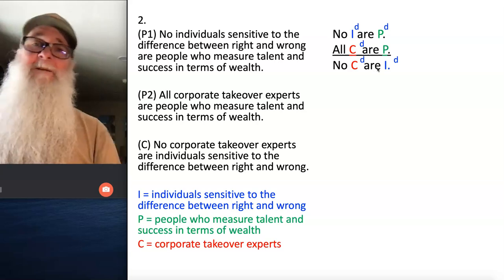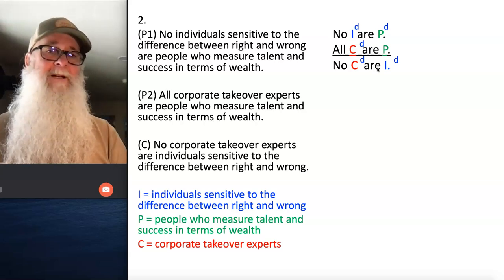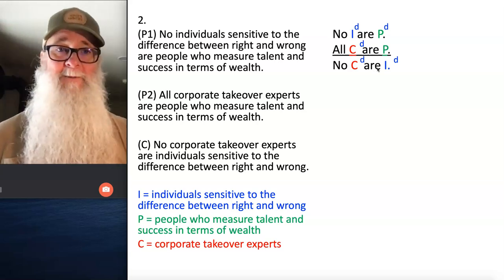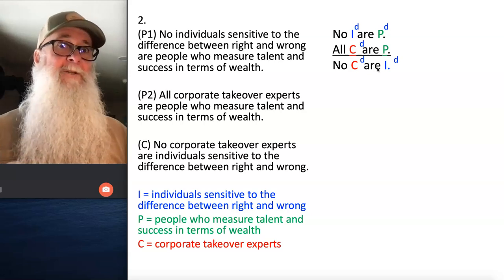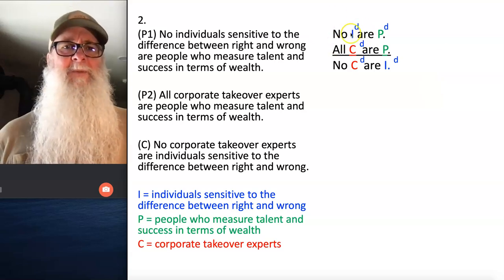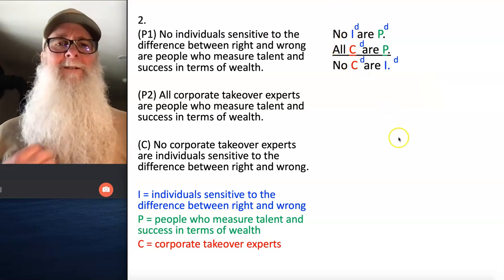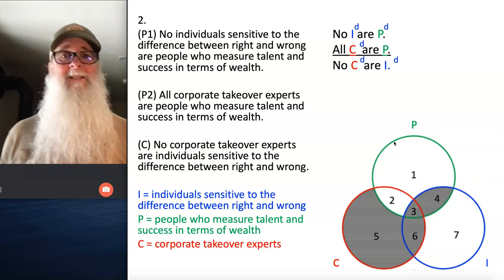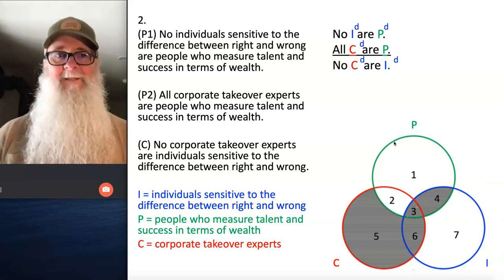We don't have 2 negative premises, so rule number 3 doesn't apply, and we do have a negative premise, but we also have a negative conclusion, so rule number 4 is complied with. And rule number 5 is not relevant because we don't have 2 universals and a particular conclusion. That seems to indicate that this argument is valid. Does the Venn diagram indicate so?